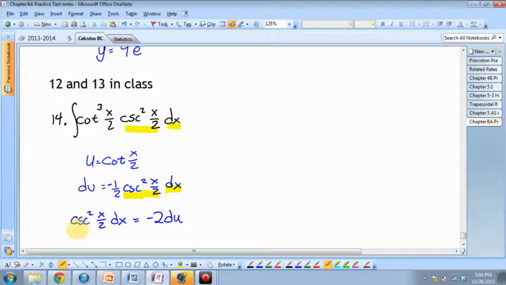Adam? Would it become u equals cotangent cubed of x squared? No. You do not want to do that. So we can leave the cube up there. And the reason you don't want to do that is because this turns into u cubed times negative 2 du.